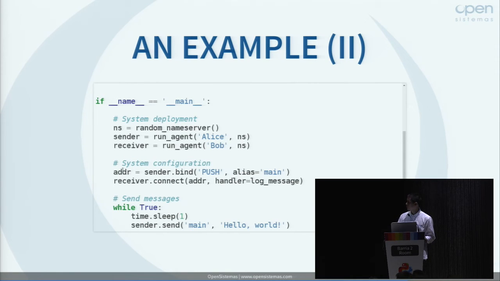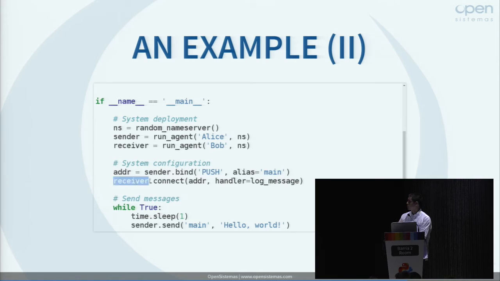And then what we get in return is the actual address where the sender bound, because we didn't specify a port, for example. By default, it binds to localhost, and then it will select a random port, because we just don't care. So this call is executed in the remote agent, but then we get this variable here in this script.